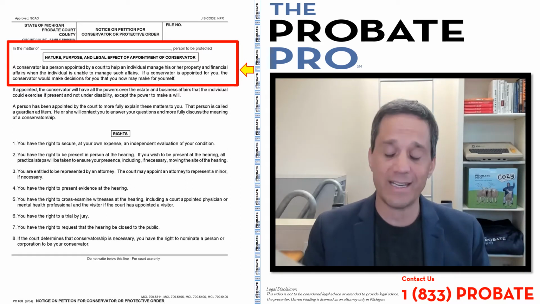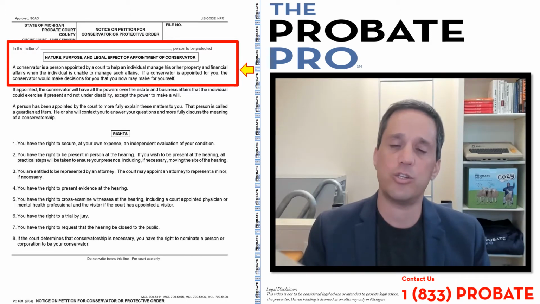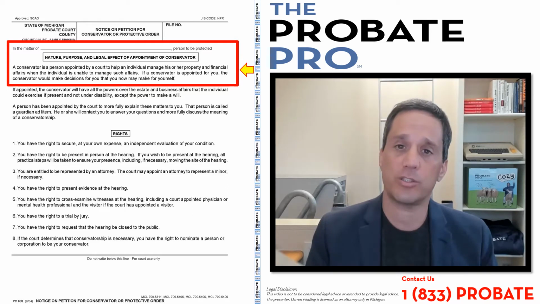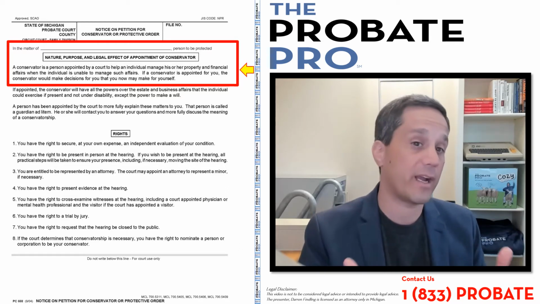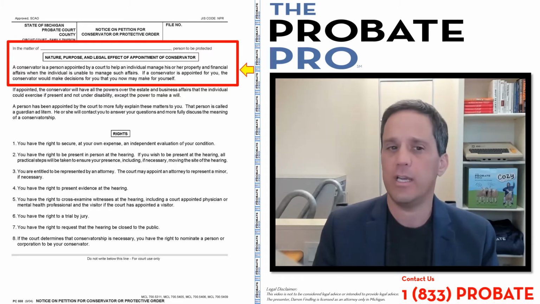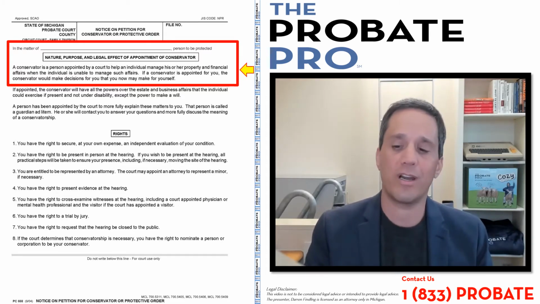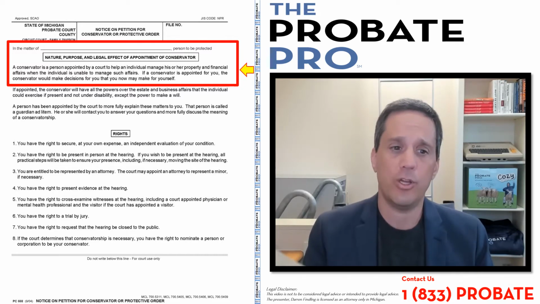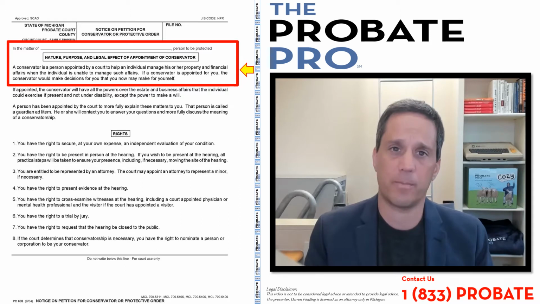Now, there's a big, bold, squared section that says nature, purpose, and legal effect of the appointment of conservator. And the idea is that when the petition is filed, this gives an understanding to the individual who's being sought over conservatorship of what even a conservator is. Most people don't know the term. They may be more familiar with a guardian. They may be more familiar with the term power of attorney. But the use of the term conservator is often a new word that's foreign to most people. So in this particular case, the court is defining that term.